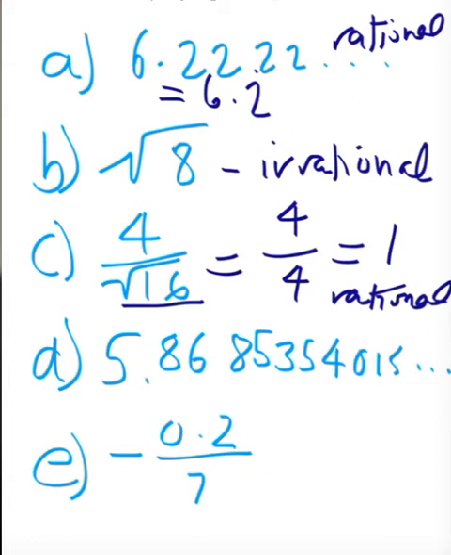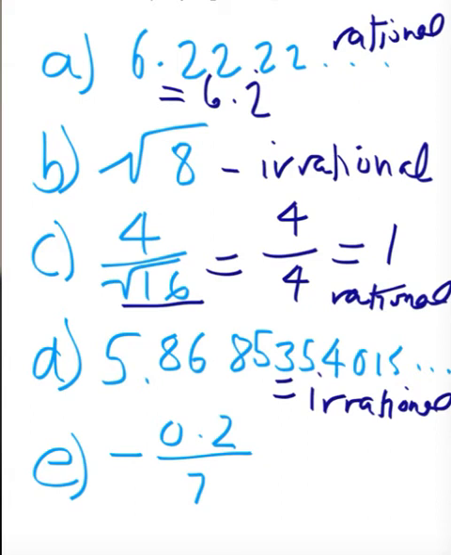With D, I have a look at this. I've got 5.8685354015, and it goes on. So from what I can tell, there is no pattern. There's no recurring pattern, so therefore this is an irrational number based on the information that is given to me.